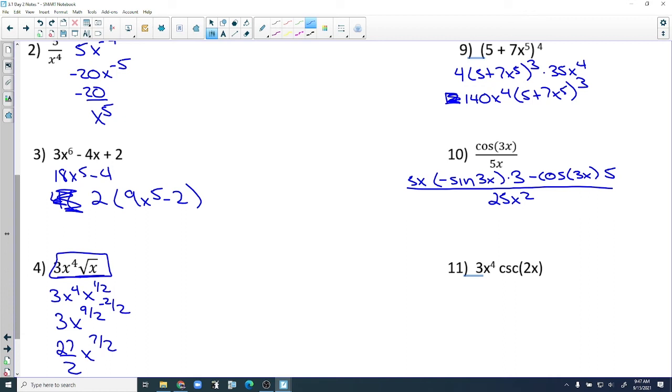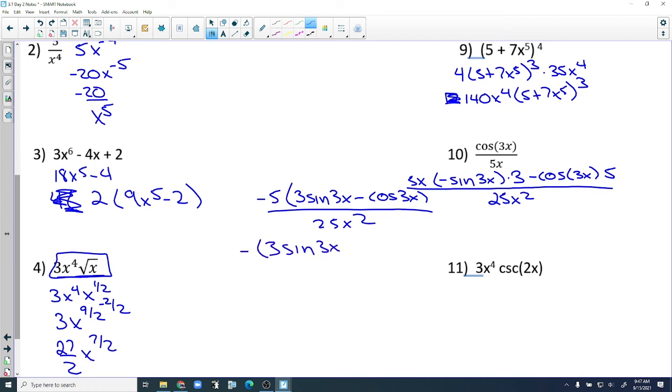And I can take out a negative 5 on top. Negative 5, not an x. This has an x, that one doesn't. So negative 5, that would leave 3 sine of 3x minus cosine of 3x over 25x squared. So negative 3 sine of 3x minus cosine of 3x over 5x squared.